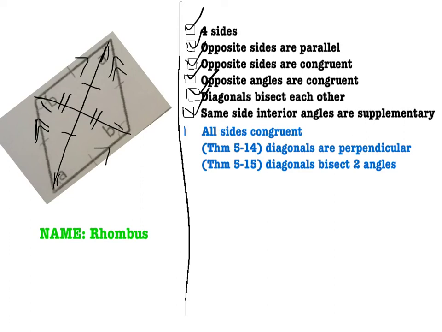So in blue, I'm going to go ahead and make my boxes here. So all the sides are congruent. That's already listed. The diagonals are perpendicular. That means these are all right angles. Go ahead and add that in as well.